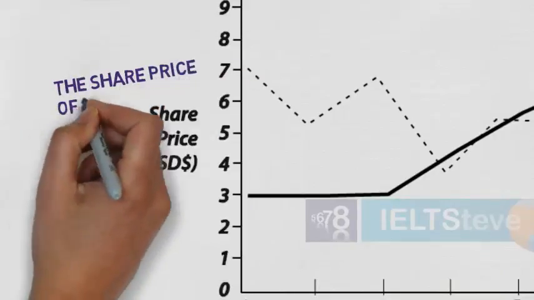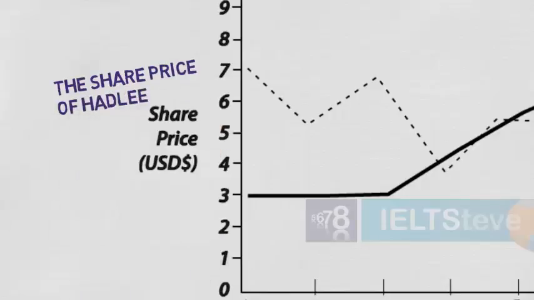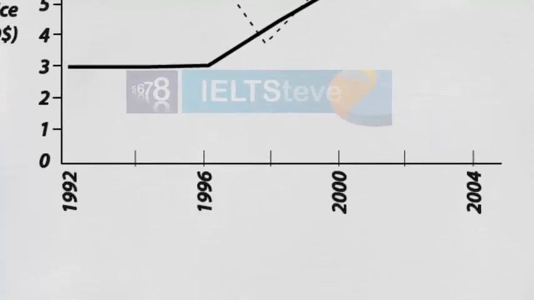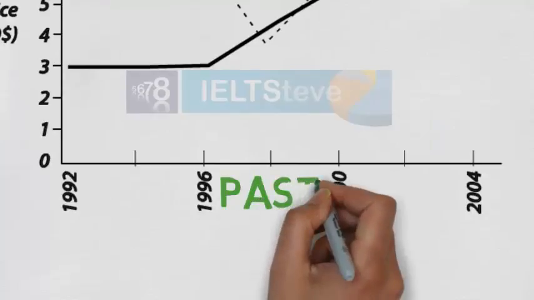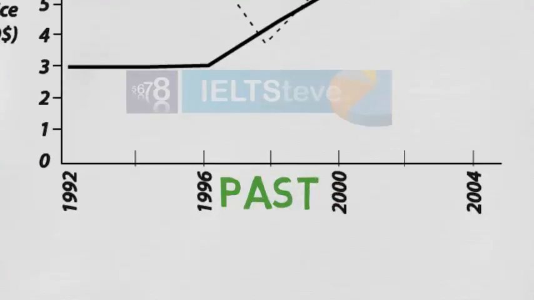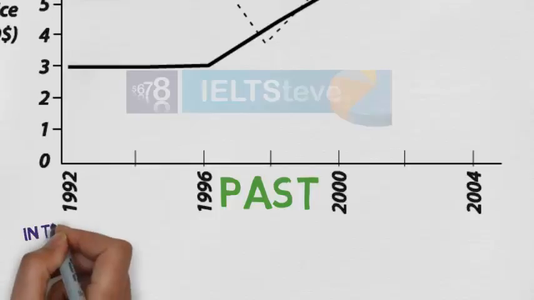On the vertical axis is always how the data is being compared. Notice they have the share price of Hadley or Meads. Also notice that's in dollars there. At the bottom, we see the tense. It's going to be past. So, remained stable or increased.